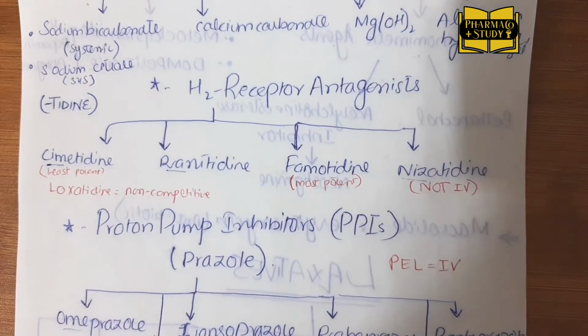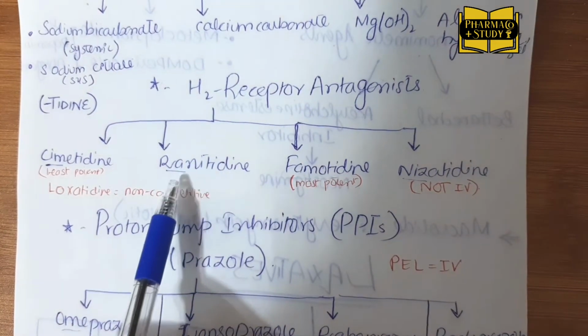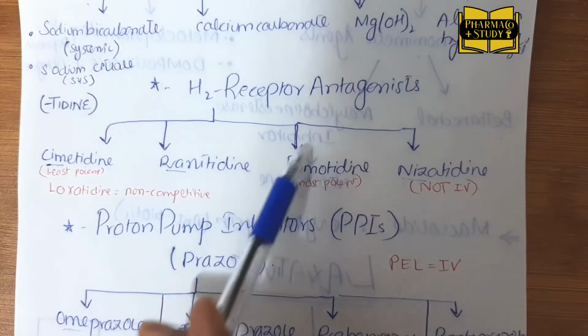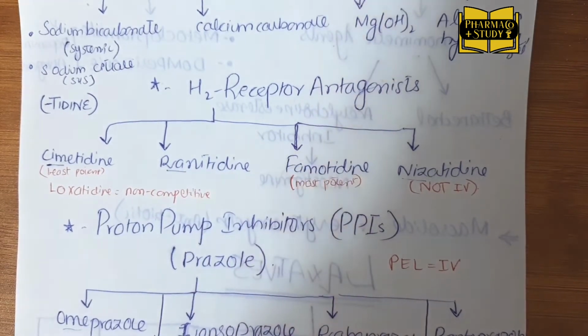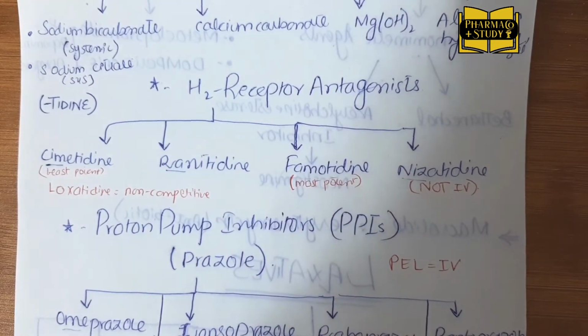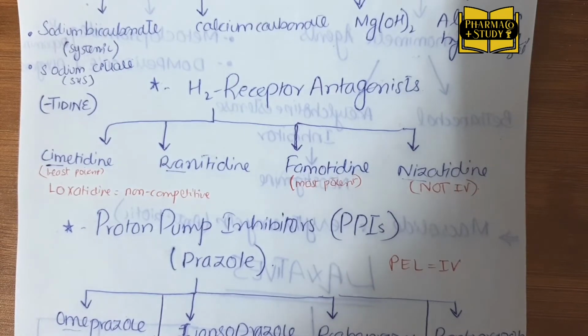Need to remember about cimetidine is that it has a lot of drug interactions. Next comes ranitidine, famotidine. Famotidine is the most potent of all. The most potent means that a low quantity, a lesser amount, produces the maximum effect, like 2 milligram, 4 milligram, 10 milligram produces the maximum effect, while the other drugs produce the same effect at a high amount.